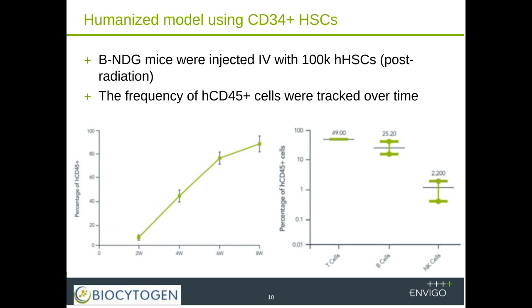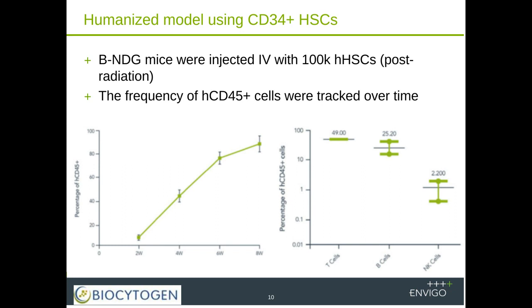On the left-hand side, 2 weeks after injection, the percentage of human CD45 positive cells is less than 20%. But after 8 weeks, at least 70% of the mice have more than 80% human CD45 positive cells.